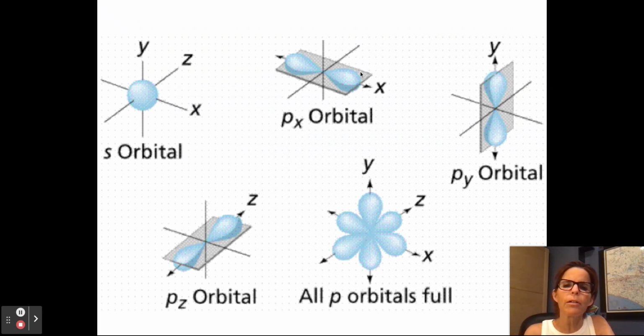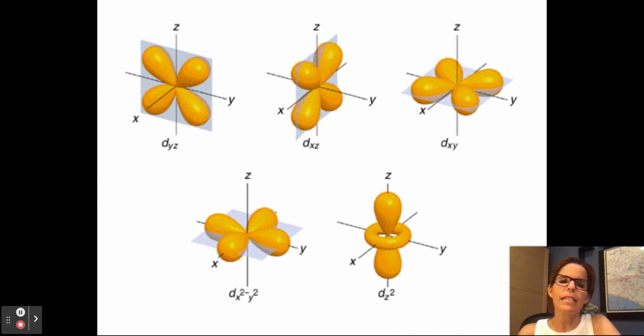So here's the s orbital. Here are the three different p orbitals. If all of the p orbitals are full, you get this beautiful flower shape, except that it's three-dimensional. Okay, and it's going to get better. So these are the d orbitals. What? That's an orbital? What is that?